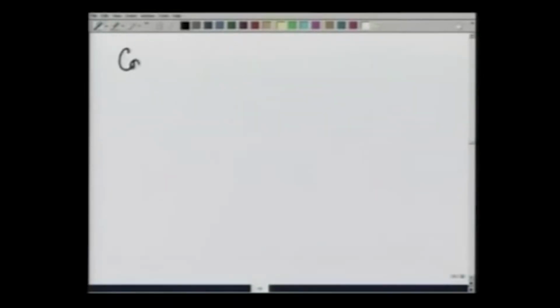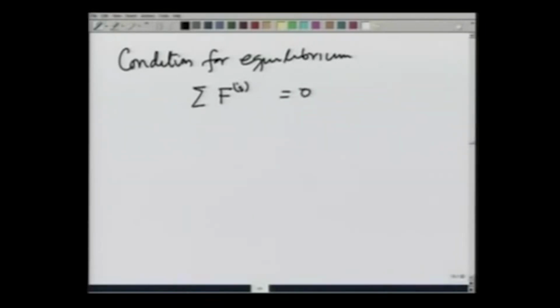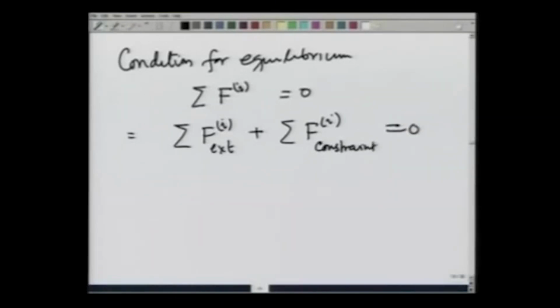The condition for equilibrium of any system is that the summation of all forces on any particle, the ith particle, be 0. This may include the externally applied forces on the ith particle plus F on the ith particle, which are constraint forces. Their sum is 0. If each particle is in equilibrium, the system is in equilibrium.